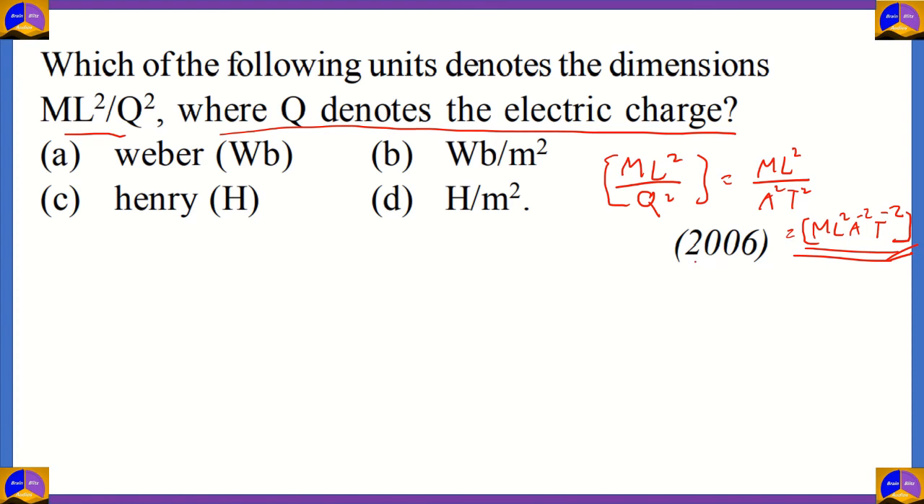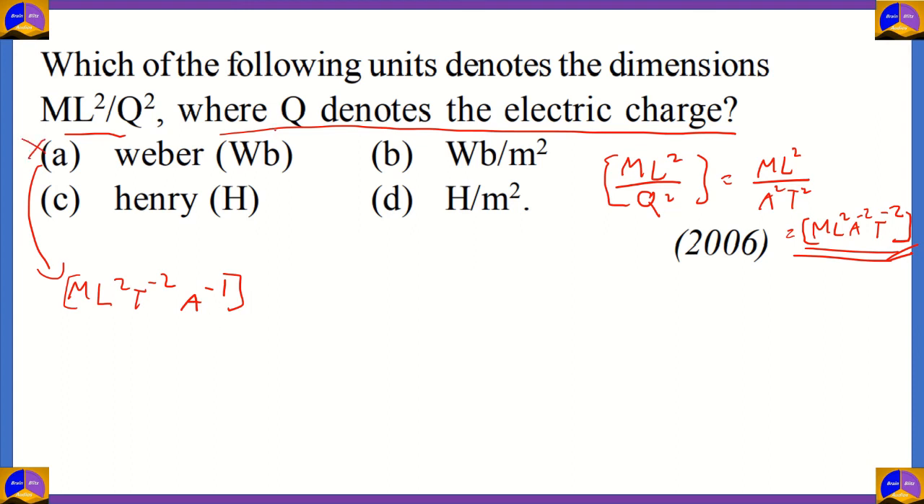So if you look at Weber, that is option A, Weber has the dimensional formula ML squared T raised to minus 2 A raised to minus 1. So this is basically the angular work divided by the charge. So therefore option A is incorrect.